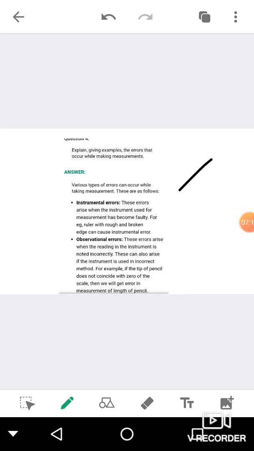These are as follows. Number 1 is instrumental error. What is instrumental error? Instrumental errors arise when the instrument used for the measurement has become faulty, that is not working properly. For example, a ruler with rough and broken edge. If you are using such a ruler, then instrumental error can occur.